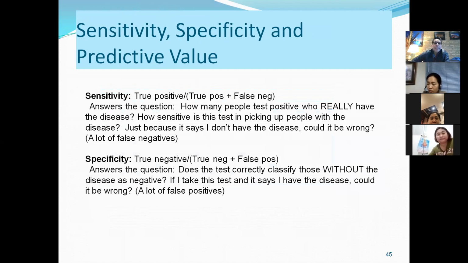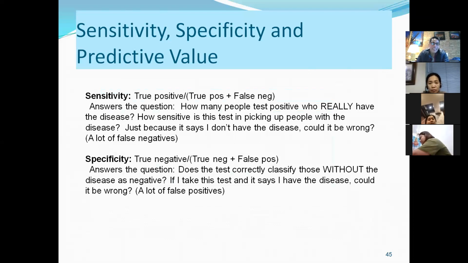So sensitivity is true positive divided by true positive plus false negative. It answers the question, how many people test positive who really have the disease? How sensitive is this test in picking up people with disease? Just because it says I don't have the disease, could it be wrong? A lot of false negative. Always remember that. Sensitivity will always answer those questions.